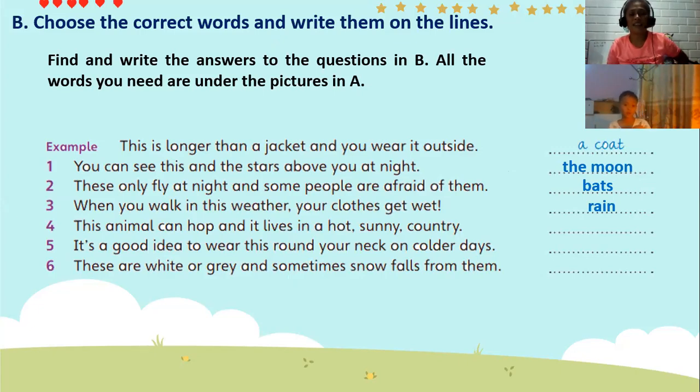Okay, very good. Next, you read number four. These animals can hop and it lives in a hot, sunny country. Okay, this animal can hop and it lives in a hot, sunny country. What is that? Is kangaroo. Let us see if that's kangaroo. Okay, one, two, three. Yay! Very good, Long. That's good job. Okay, again, two more stars. Okay, and one heart because this is quite hard.